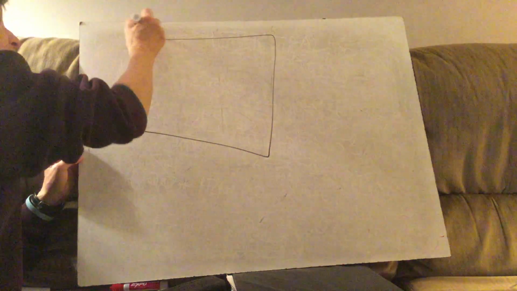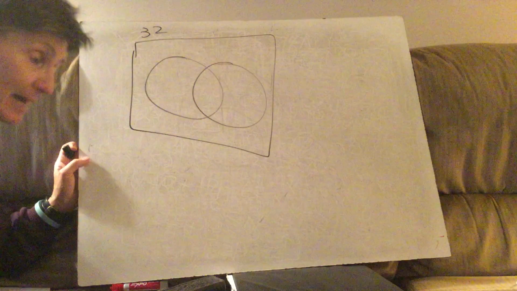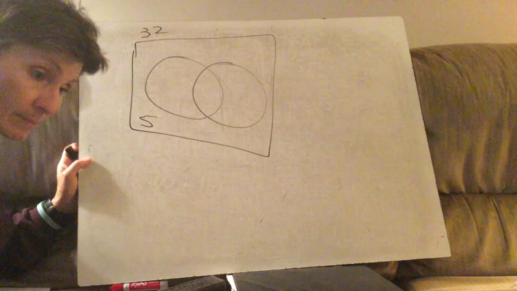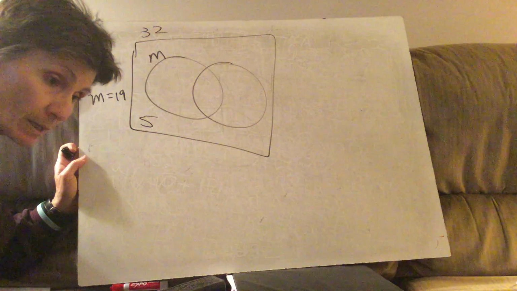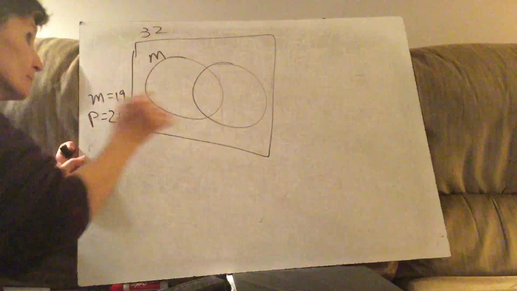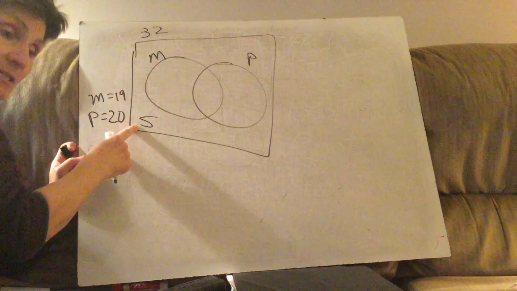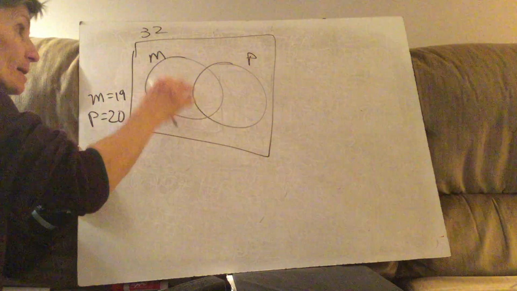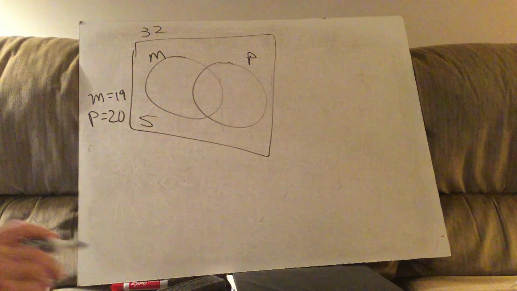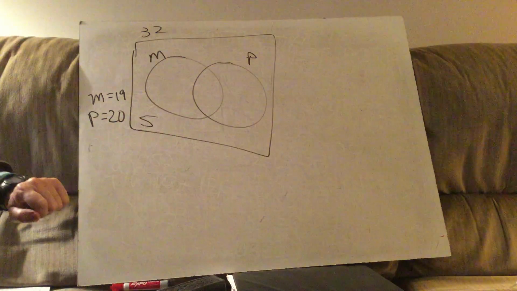All right, there are 32 kids in resource. Five of them signed out and left. 19 are listening to music. 20 are playing ping pong. So I got the music kids and the ping pong kids and 5 kids that are gone. They're out of the mix. So there are only 27 kids left doing the activities, because there were 32 and 5 left.